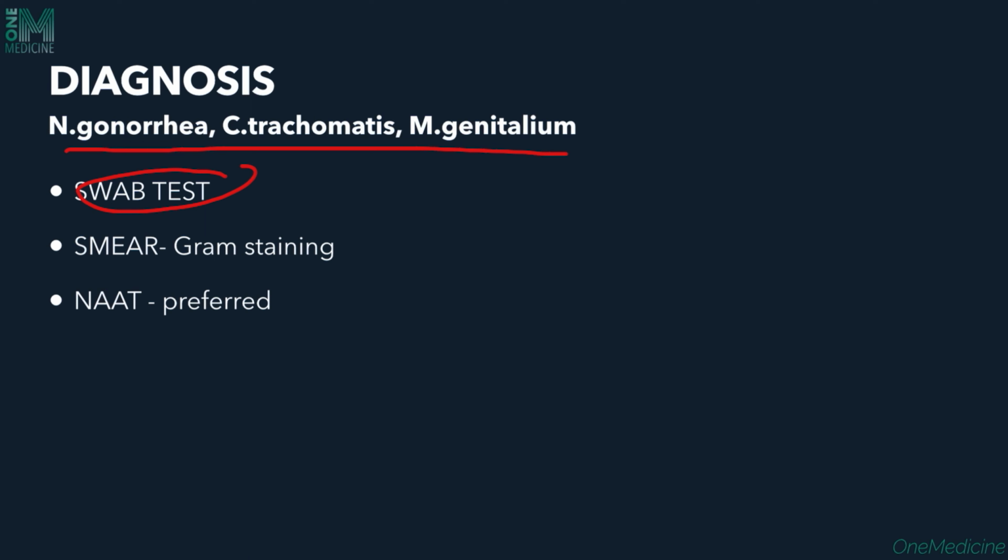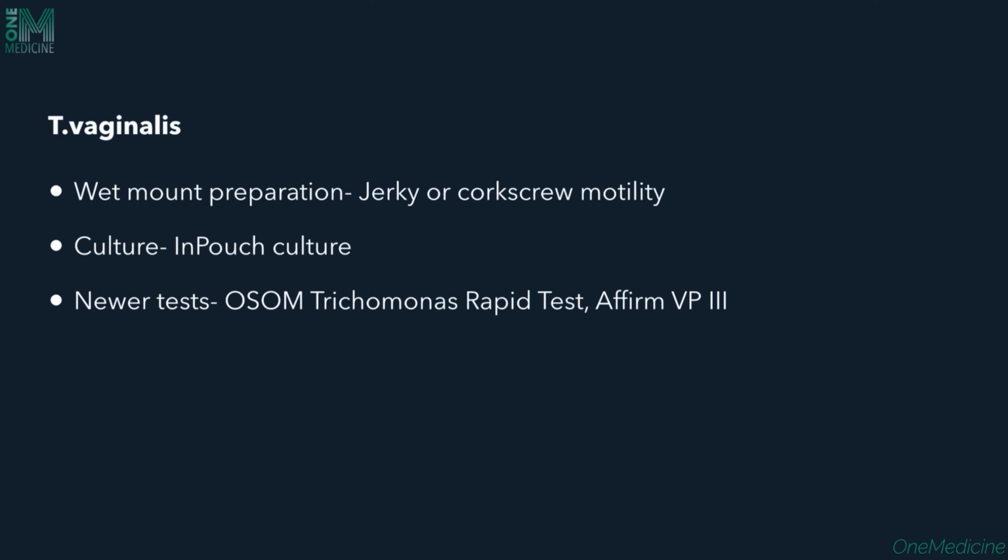Smear gram staining also can be done to see the organisms. Nucleic acid amplification test is another important test and is the most commonly done and most preferred test, and that will give a definite diagnosis. For Trichomonas vaginalis, wet mount has to be done, and this is the only case wherein we do wet mount. Wet mount is very important to diagnose Trichomonas vaginalis, wherein we see the pear-shaped organism with jerky motility, okay?